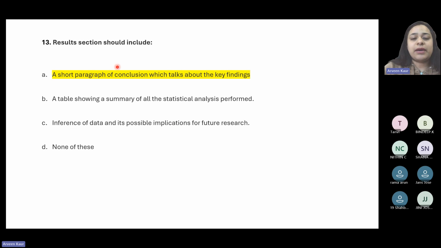So it is a short paragraph of conclusion which talks about the key findings, right? Let us go through the other ones, okay? So a table showing summary of all the statistical analysis performed. This will go in the method section, right? Inference of data and its possible implications for future research is something that is going to go in discussion. While short paragraph of conclusion which talks about the key findings, this can be included in the research section, right?